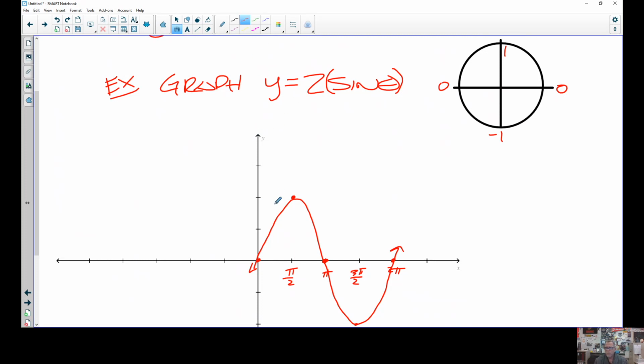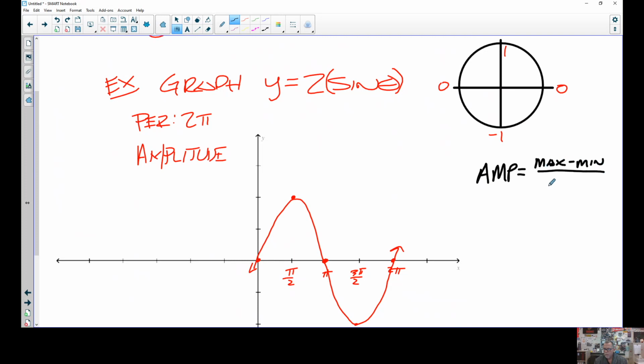Now, what's happened here? What's changed? Well, we talked about the period of this function. And the period is when it repeats itself. This is going the same as it was before. The period is 2 pi. We didn't talk as much about something called the amplitude. We talk about the amplitude by definition, and let's write this over to the side. Amplitude is going to equal your max value minus your minimum value divided by 2. All right, max value minus minimum value divided by 2.